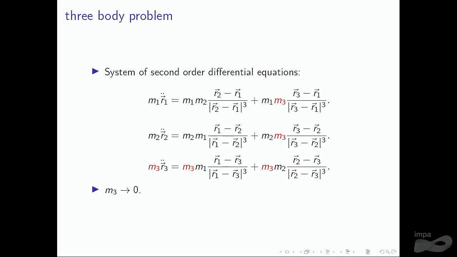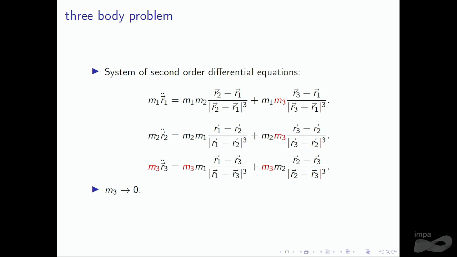Okay, and then I put here in red M3, because we take M3 going to 0. So we will study the motion of the third body, which is called the satellite, where the first two bodies, M1 and M2, will be given. So we try to reduce the degrees of freedom of the system here to 2, so as to obtain a system that you can really study.